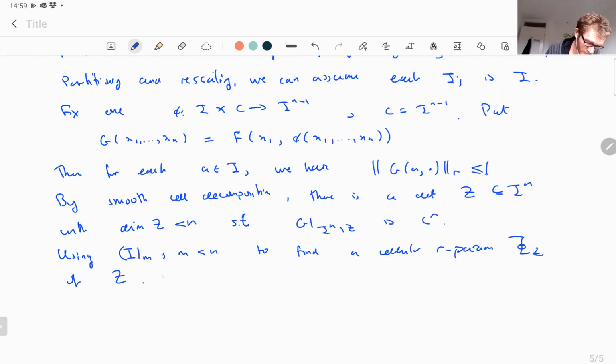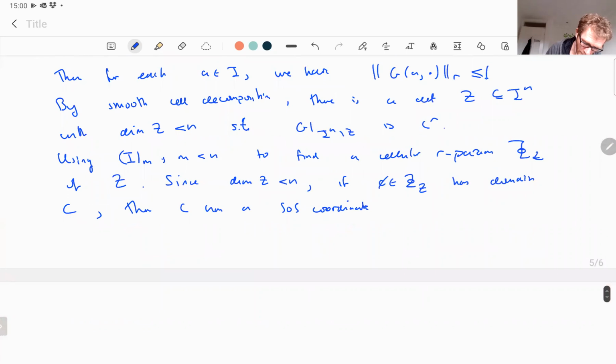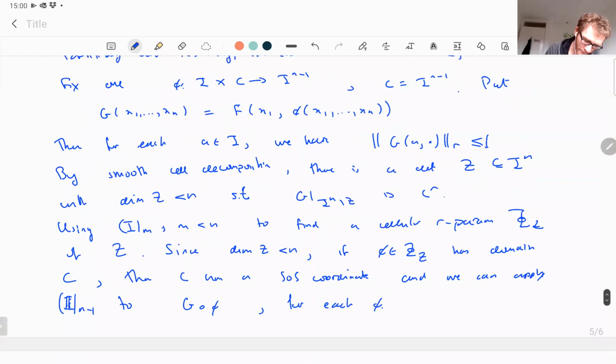Now, since the dimension of Z is less than n, if I've got one of the parameterizing maps in here, its domain is a basic cell, and it has to have some zero coordinates. So since dim Z is less than n, if phi in Phi_Z has domain C, then C has a zero coordinate. And we can apply the theorem for m less than n to each g of phi, for each phi. So that reparameterizes g on Z, and then we have to worry about the complement of Z.